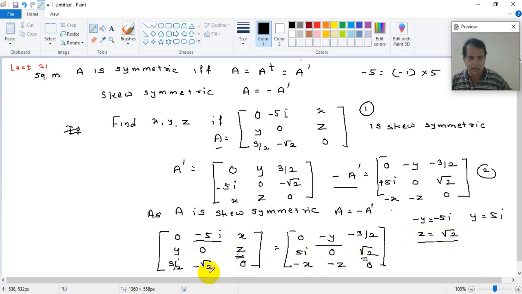Directly we get. And what about y now? Y is done. Okay. What about x? X is minus 3 by 2. Corresponding elements: first row third column, first row third column. So x is equal to minus 3 upon 2. So this is the answer.